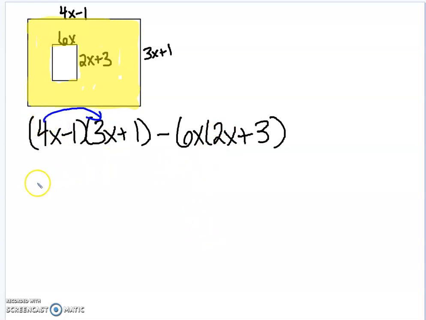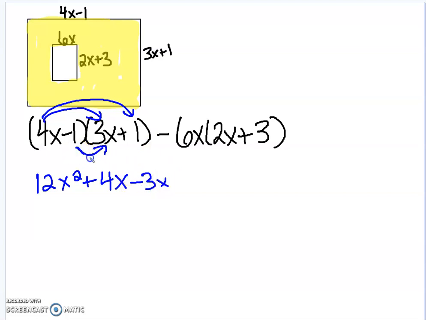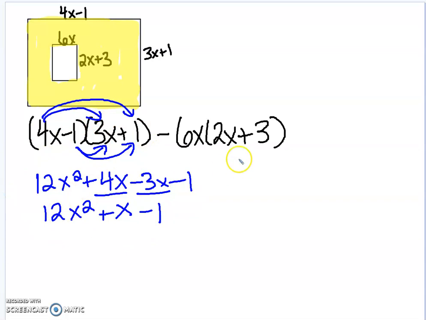4x times 3x gives us 12x squared. 4x times 1 gives us 4x. Negative 1 times 3x gives us negative 3x. And negative 1 times 1 gives me negative 1. I'm going to simplify this one just one step further because I have 4 x's and I'm taking away 3 of them, so I only have 1 left. So at this point I've simplified this multiplication on the left.